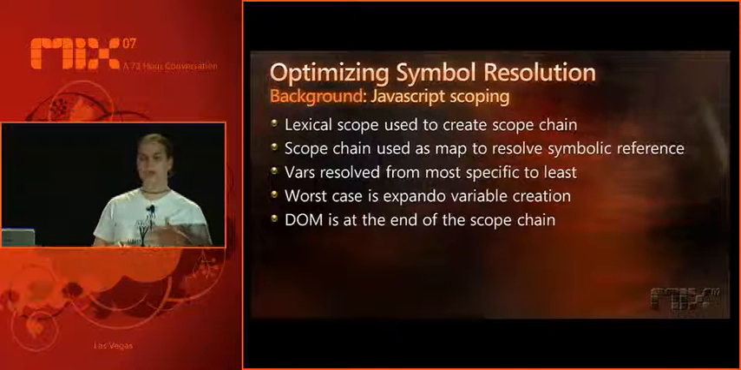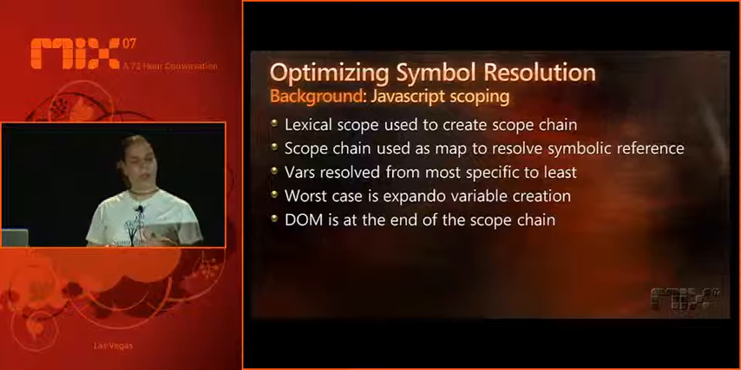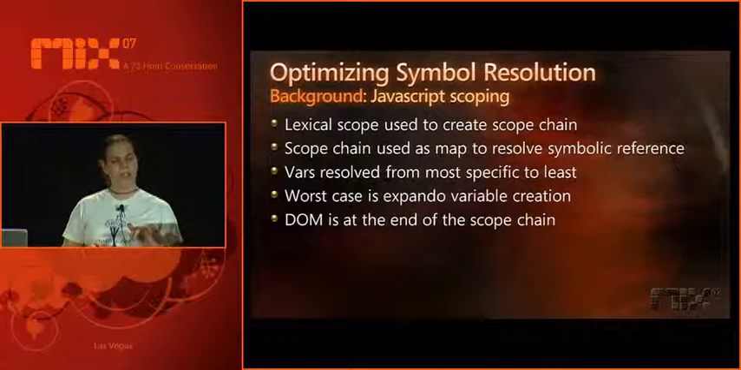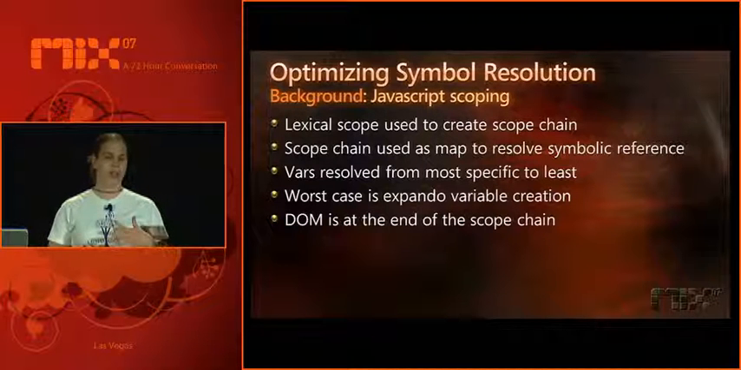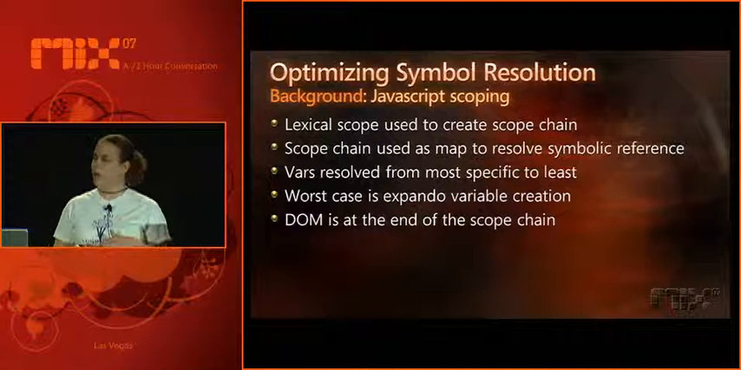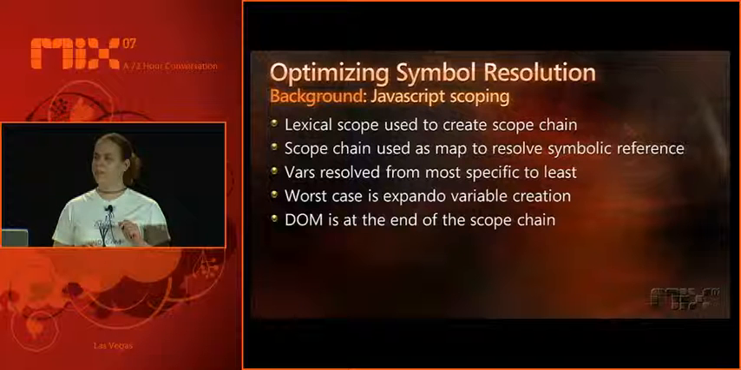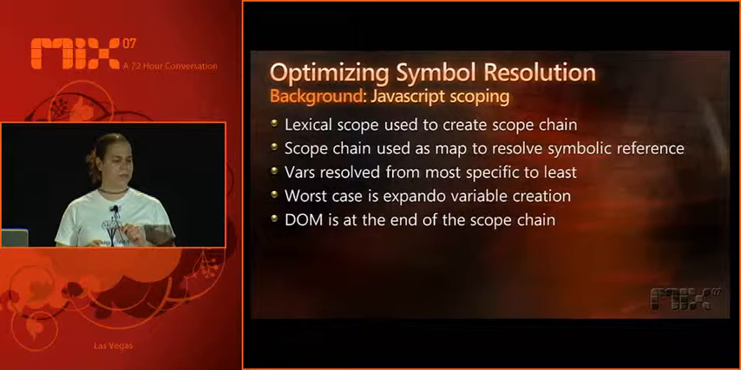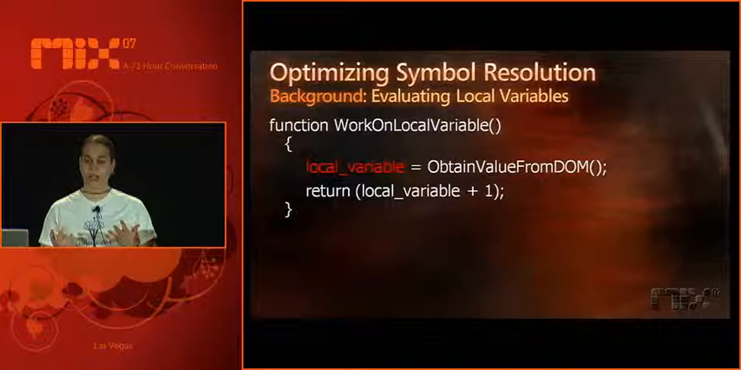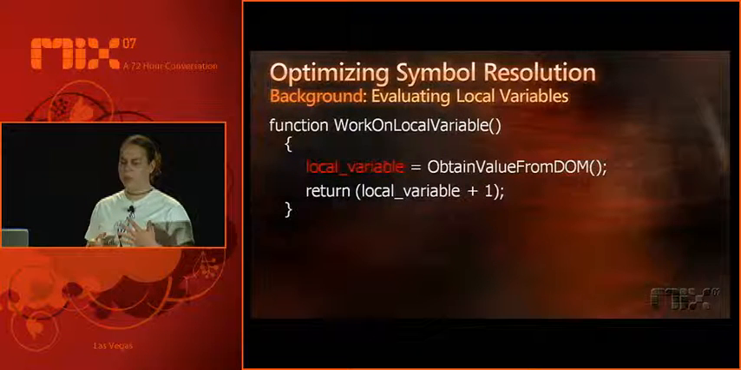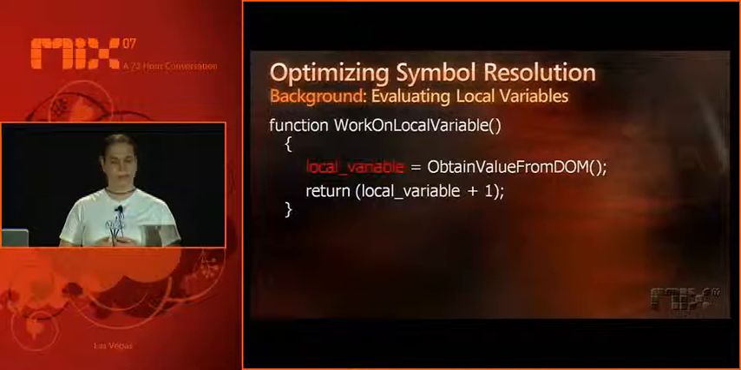So there's a set of things that I'm going to show you that will help essentially hand tune or optimize and give the JavaScript interpreter some clues about how to speed up some of this name resolution. Let's take a look at this first one. It looks pretty innocuous. You have this local variable and you're getting a value from the DOM.